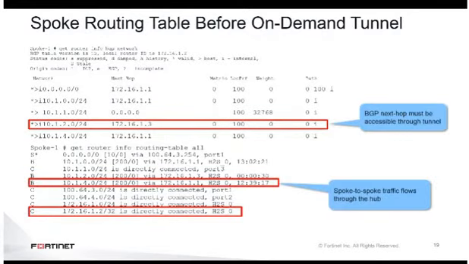After the tunnels between the hub and the spokes come up, you can run the following commands in the spokes to verify that routing updates are taking place. Get router info BGP network. Get router info routing table all. This slide shows that Spoke 1 learned the routes to the hubs and to the networks of Spoke 2 through BGP. Spoke 2 is currently accessible through the hub.